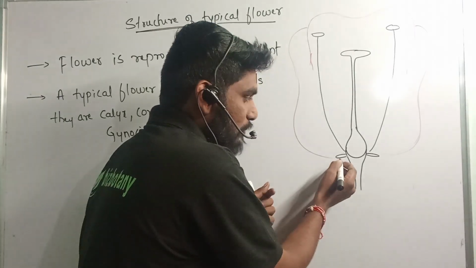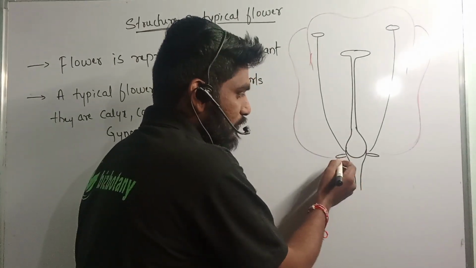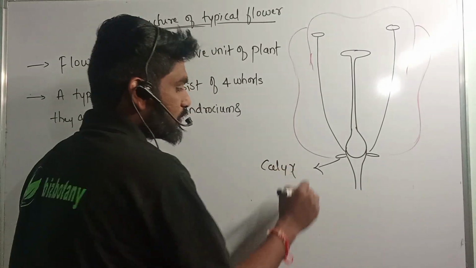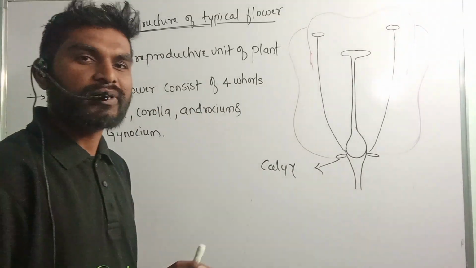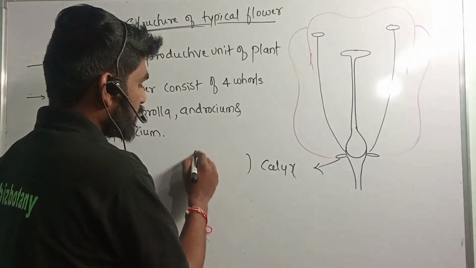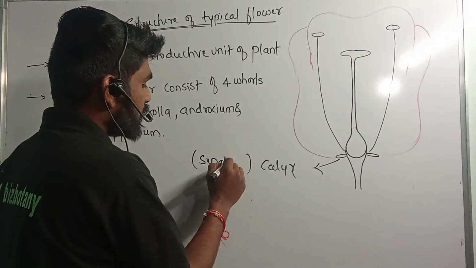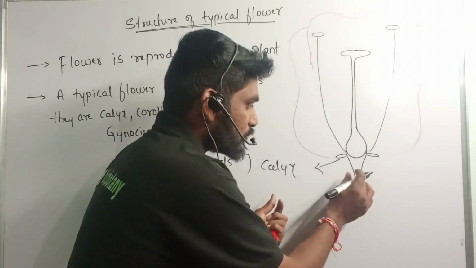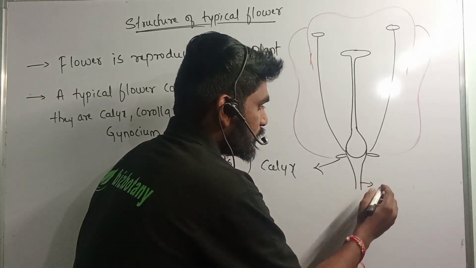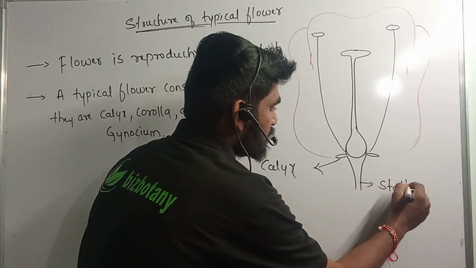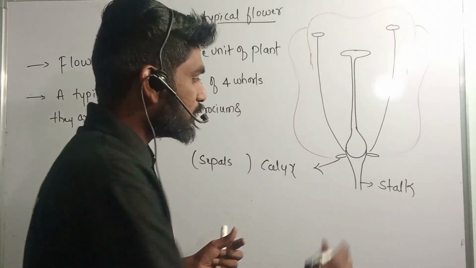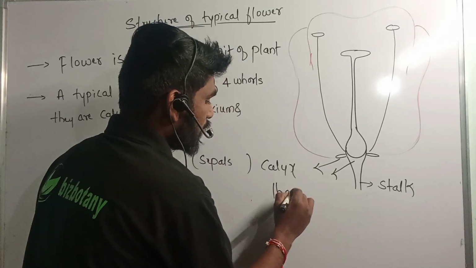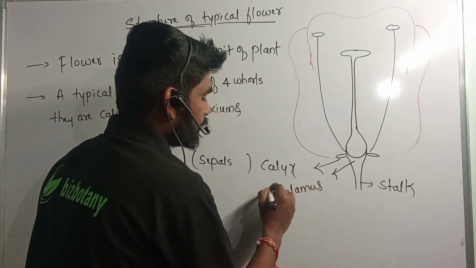These small leaf-like structures present at the bottom of a flower, we call it the calyx. The members of the calyx we call sepals. Below this we have a stalk-like structure, which we call the stalk or pedicel. And above this, here we have the thalamus region. This is the thalamus of a flower.